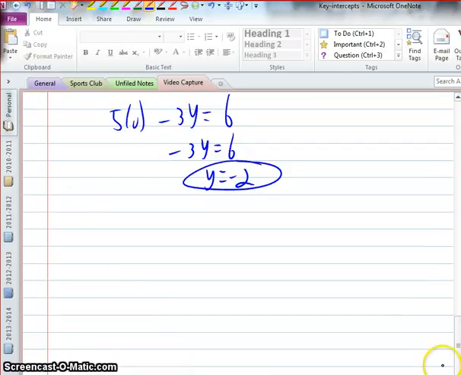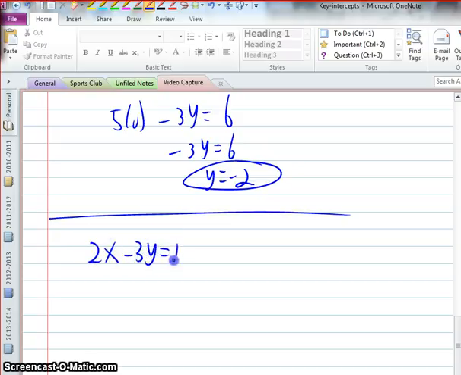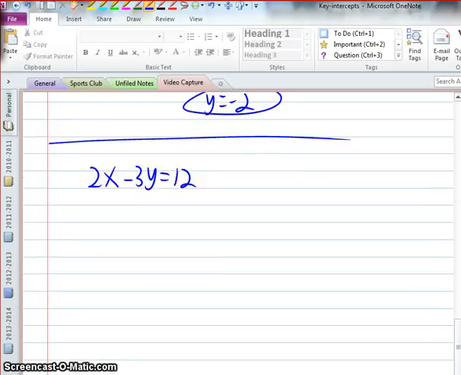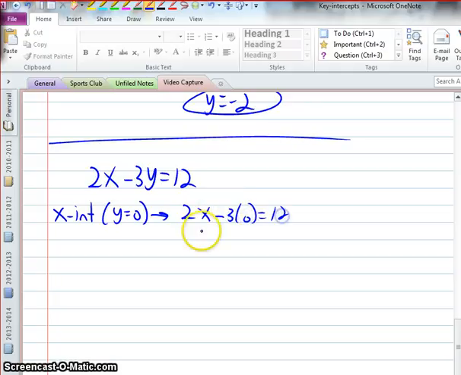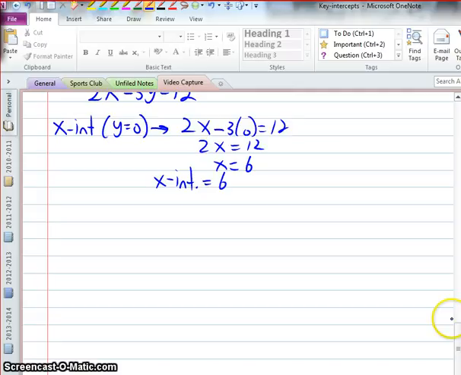So then the next logical step in this is we're going to graph using both x and y-intercepts. So take this equation that I've got here. Well, if we want to find the x-intercept, we already said that we would let y equal 0. So let's do that. 2x minus 3 times 0 equals 12. 2x equals 12. x equals 6. So the x-intercept for this equation equals 6.